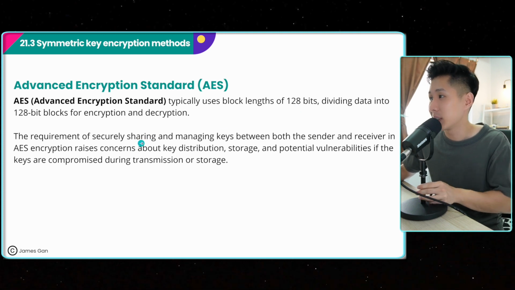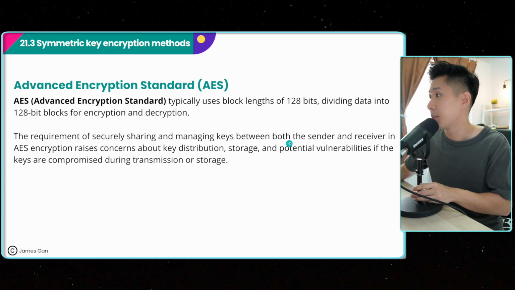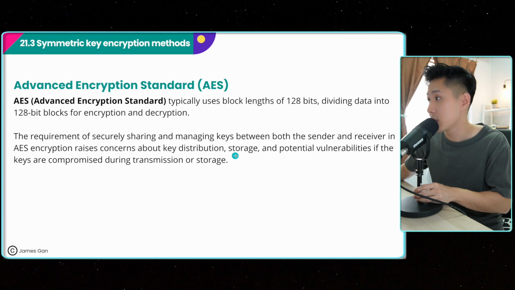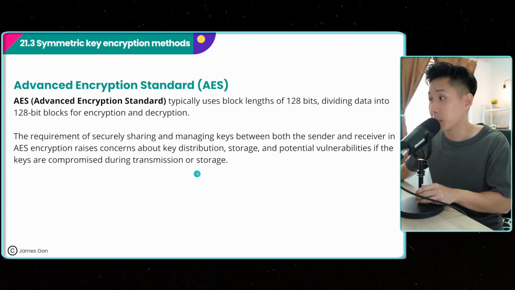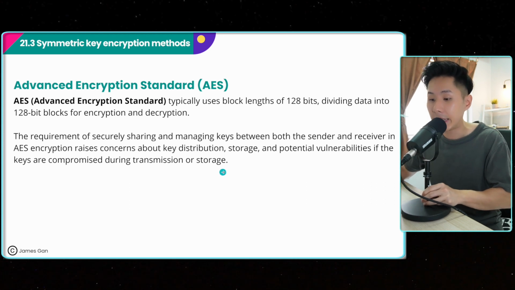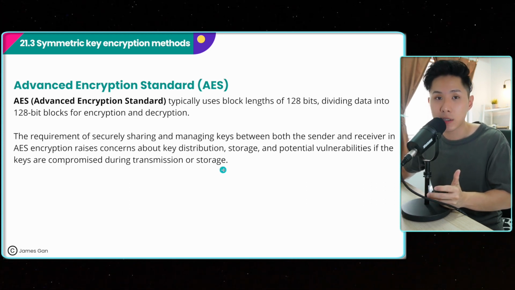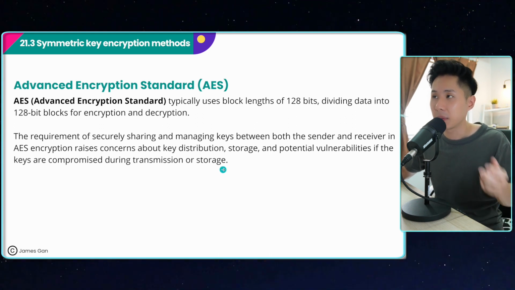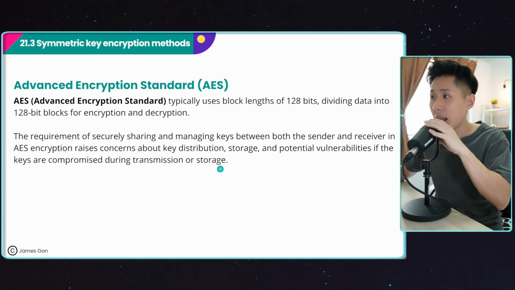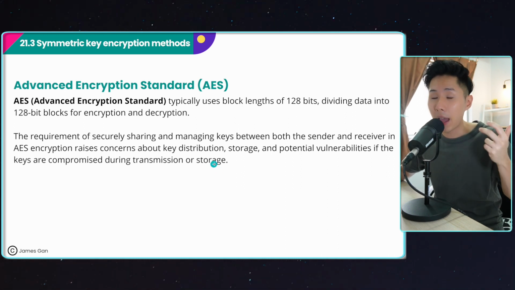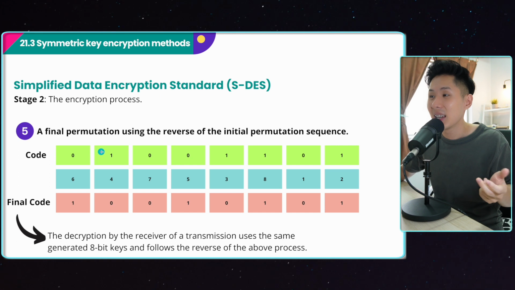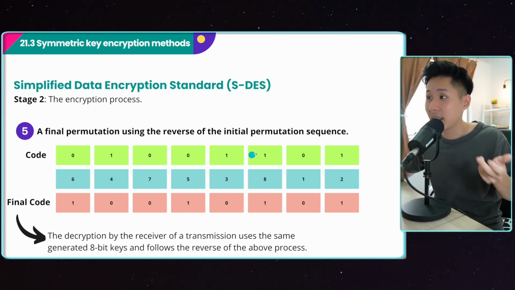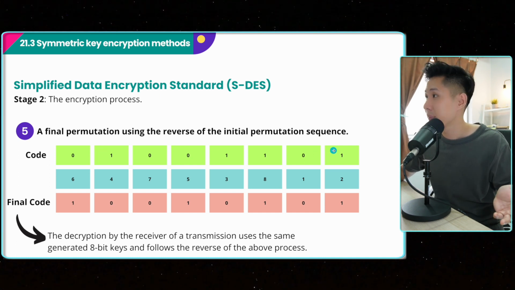And the requirement of securely sharing and managing the key between both the sender and receiver in AES raises concern about key distribution, storage, and potential vulnerability if the keys are compromised during transmission or storage. Basically, it says that it's quite dangerous to transmit the key or even store the key because someone will just snatch it. And this makes sense because once anyone has the key, they can reverse the whole process and get the message that you sent to people.